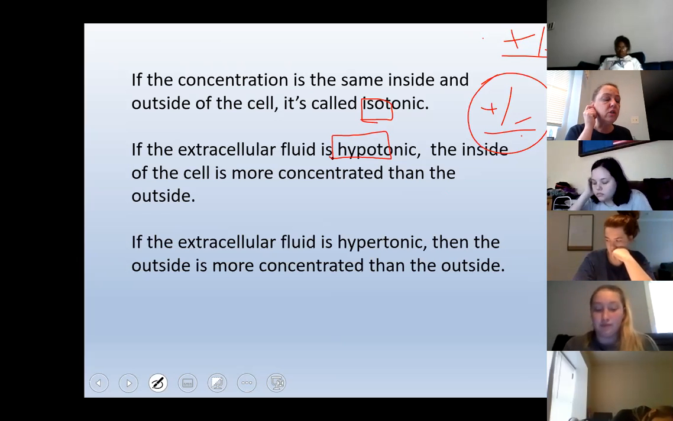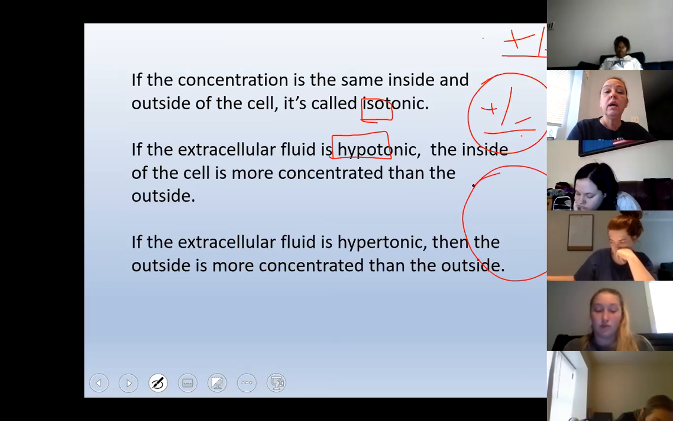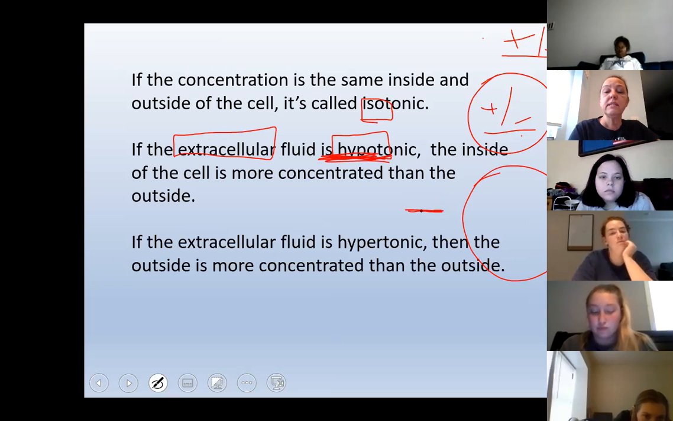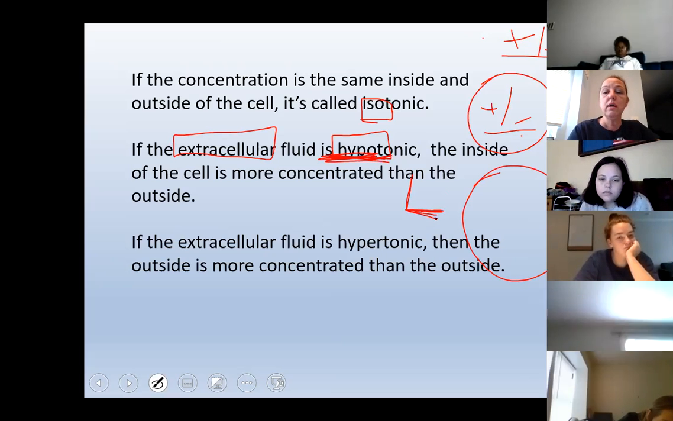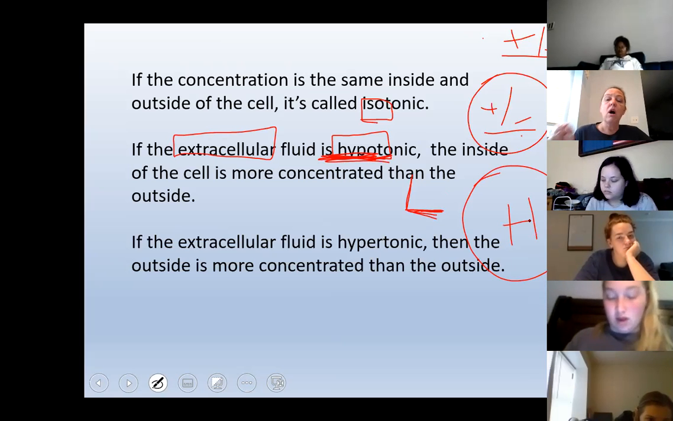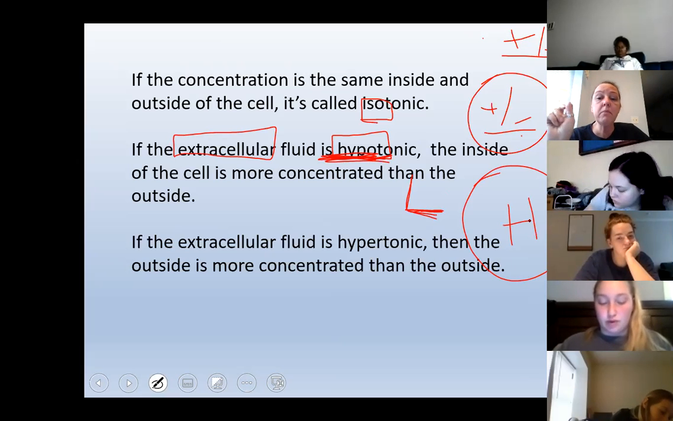Hypo refers to what? Less. Water or low. So whenever we are looking at this, we're talking specifically about the outside of the cell. So with hypotonic, the outside of the cell has got low, the inside of the cell has got high. Osmosis, the movement of fluid, how am I moving fluid?